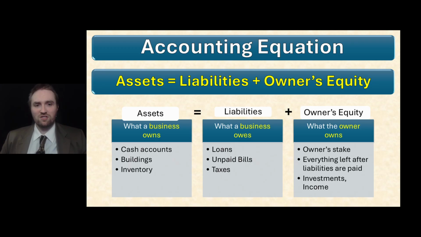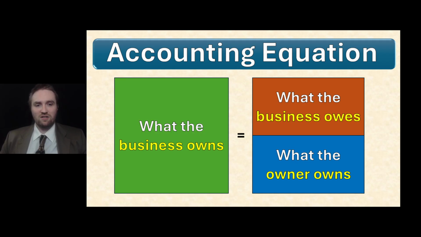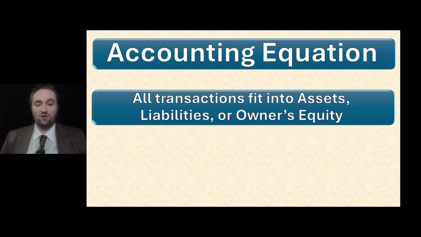Why is what the business owns different from what the owner of the business owns? Remember the economic entity assumption. For accounting purposes, businesses are considered their own separate entity. So, assets equal liabilities plus owner's equity. In other words, what a business owns is equal to the combined value of what it owes and what the owner owns. Together, all possible transactions in bookkeeping fit into one of these three categories, those being assets, liabilities, and owner's equity. I just want to reiterate, every transaction fits into one of those three. That's why it is such an important concept to learn the accounting equation.